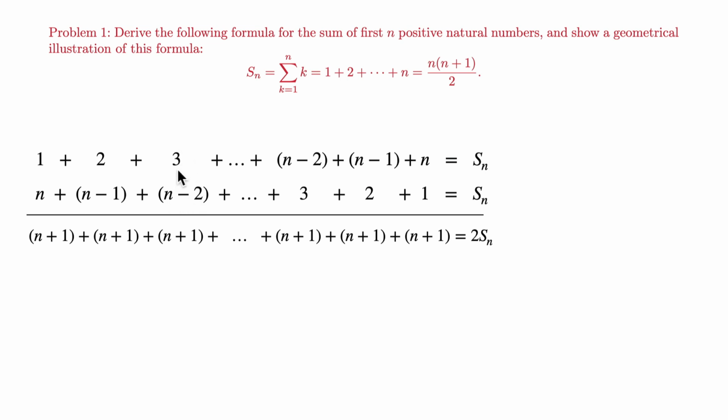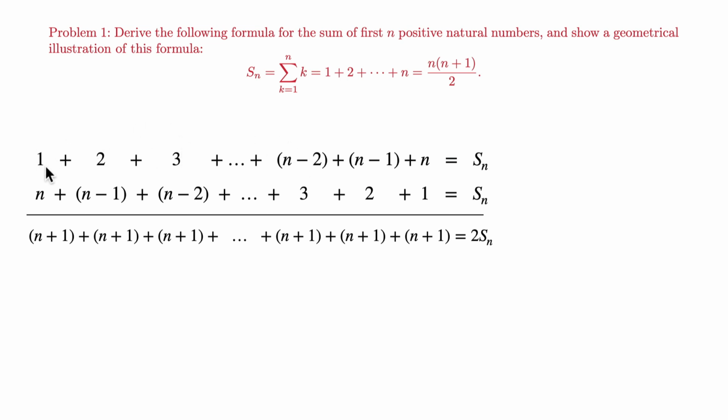N minus 2 plus 3 is n plus 3 minus 2, which is also n plus 1. And you see, it will be the same situation for each pair of numbers standing above each other. So in this way, I got at the left-hand side just the terms n plus 1 added to each other. And how many times do I have this term of n plus 1?